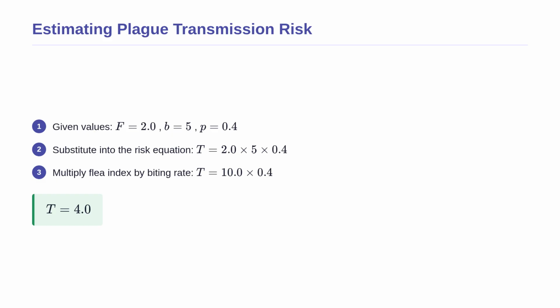We then multiply those 10 bites by the 0.4 transmission probability. This yields a final transmission risk factor of 4.0. This means we expect 4 successful infectious transmissions per rat every single day.